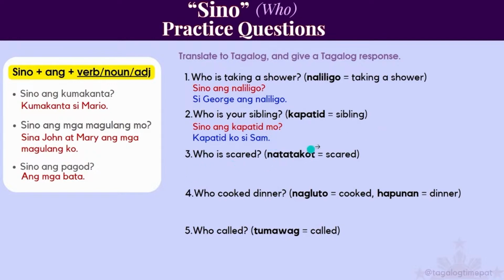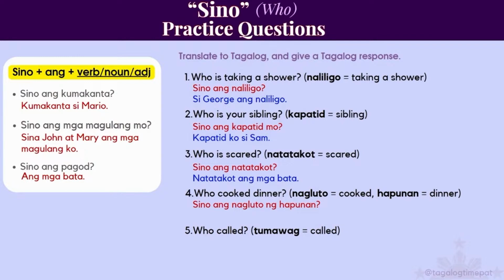Number 3, who is scared? Natatakot is scared. Sino ang natatakot? Who is scared? Natatakot ang mga bata. The kids are scared. Natatakot ang mga bata. Number 4, who cooked dinner? Nagluto is cooked, hapunan is dinner. Who cooked dinner is sino ang nagluto ng hapunan. So that's just sino plus ang plus a verb. Sino ang nagluto ng hapunan?